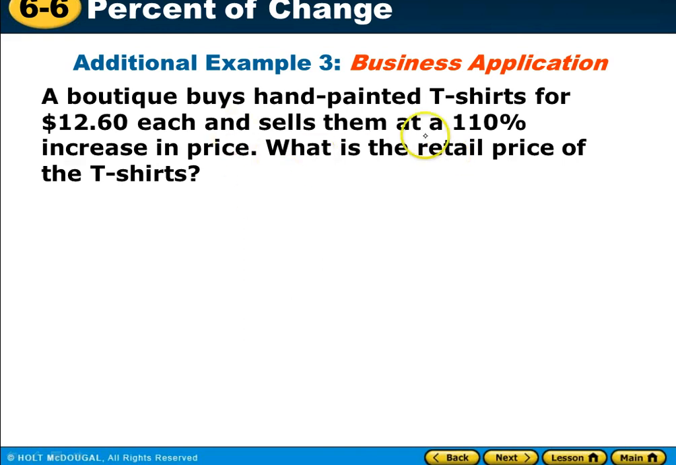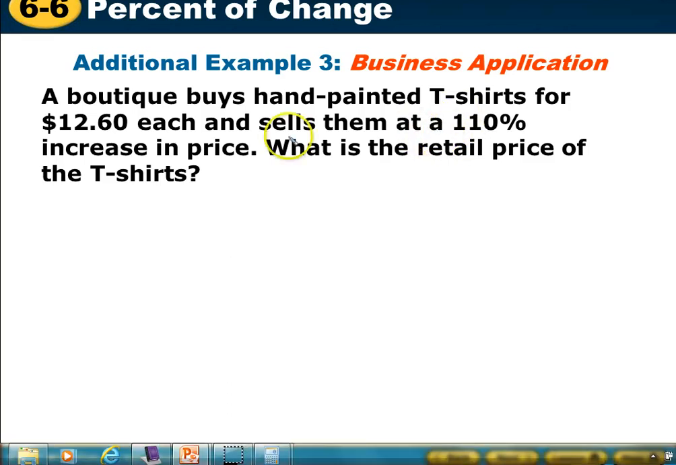So here we have a boutique that buys painted t-shirts for $12.60 each and sells them at a 110% increase in price. What is the retail price of the t-shirts? So because here they're going to mark up the price, so that's bad. So they bought it for $12.60, but they're going to raise the price by 110%. So first thing we want to do is to find 110% of $12.60 to find the increase.